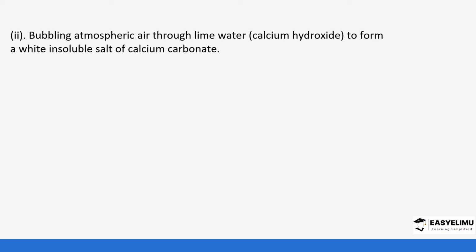And if we continue bubbling air in lime water, we said that bubbling air in lime water forms a white precipitate, and that white precipitate is because of the formation of the insoluble salt called calcium carbonate. This is actually the test for carbon dioxide that we discussed.